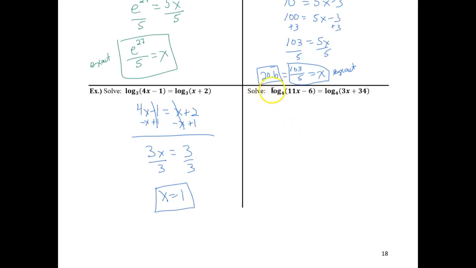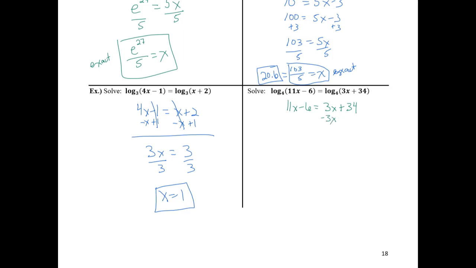This says solve log base 4 of 11x minus 6 equals log base 4 of 3x plus 34. So they have the same base. I have two logs equal to each other. That means what's inside the log, or what you took the log of, those have to be equal now. Because they have the same base, then the stuff inside has to also be equal. That means 11x minus 6 has to equal 3x plus 34. And now it's a linear equation, and I can solve for x.